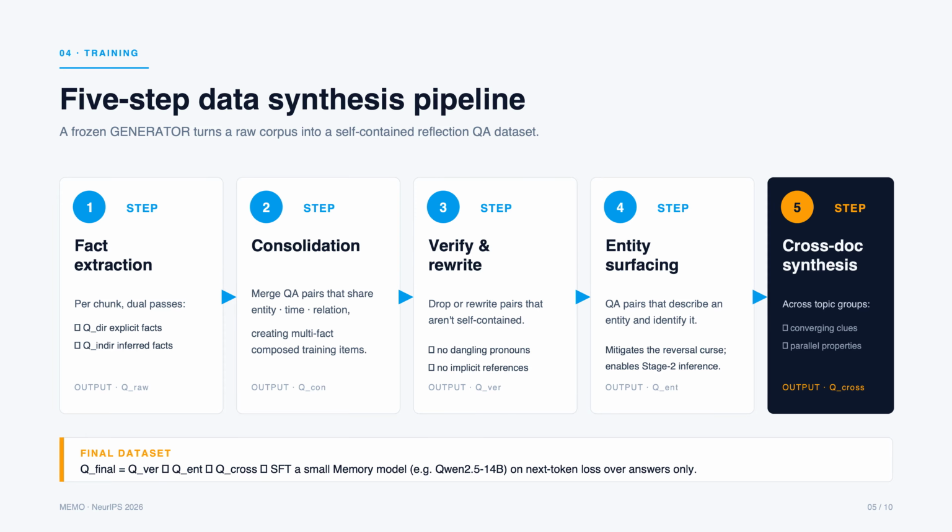Let's zoom into the training pipeline. The generator processes the corpus chunk by chunk in 5 steps. Step 1 extracts facts in 2 parallel passes: explicit facts and inferred facts. Step 2 consolidates related QA pairs that share an entity, time period, or relationship, producing multi-fact composed training items. Step 3 verifies each pair is self-contained, no dangling pronouns, no implicit references, and rewrites or discards anything ambiguous.